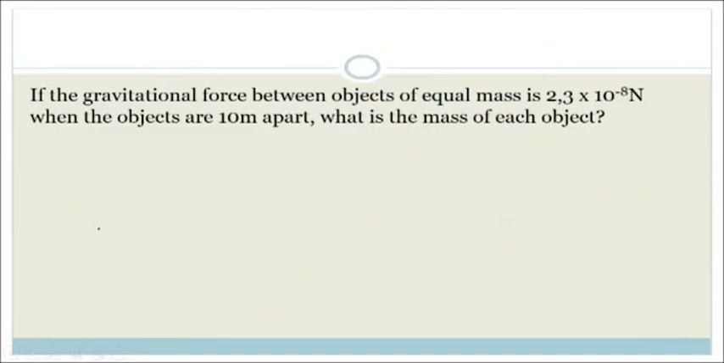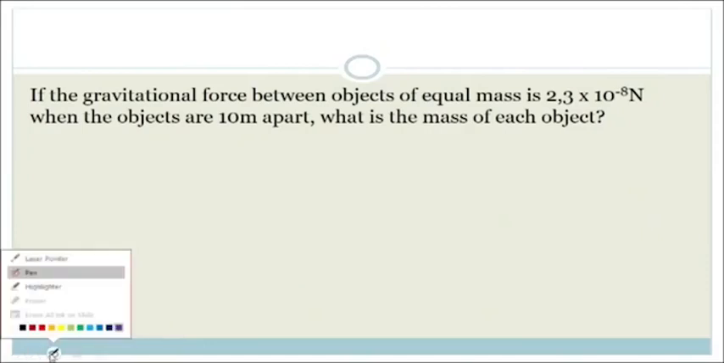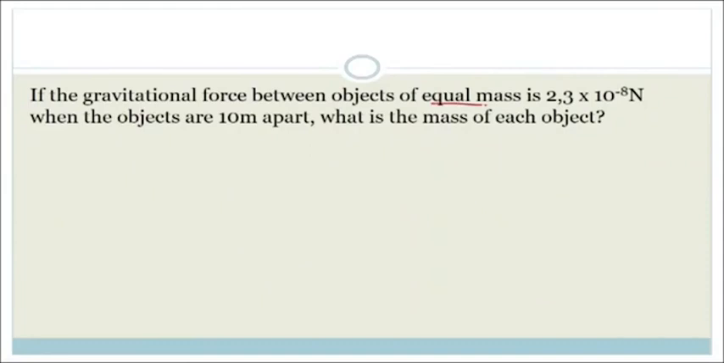Okay, moving on. Now it says, new question, and these questions have all been taken out of old exam paper questions. I've included them because I feel that you guys need to practice, and I find that this is actually quite an easy section for marks, but a lot of the students don't actually practice enough, and therefore they get it wrong. It says, if the gravitational force between objects of equal mass is 2.3 times 10 to the minus 8 newtons, and the objects are 10 meters apart, what is the mass of each object?